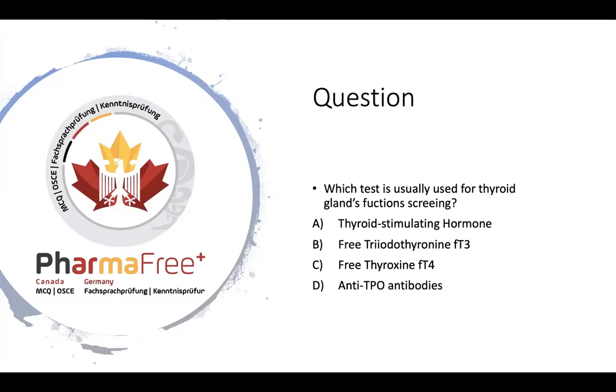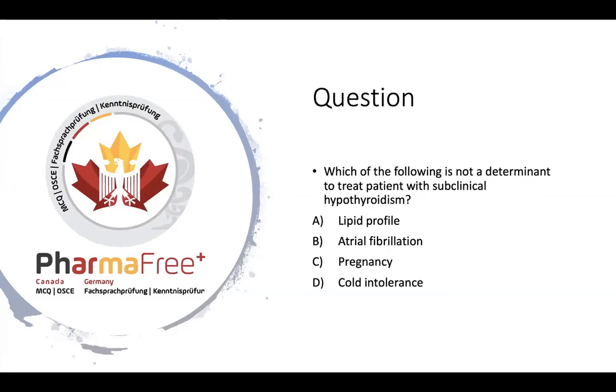Please keep the momentum. We have a second question here. Which of the following is not a determinant to treat a patient with subclinical hypothyroidism? Lipid profile, atrial fibrillation, pregnancy, cold intolerance. Which of the following is not a determinant to treat a patient with subclinical hypothyroidism? Do you understand the question?